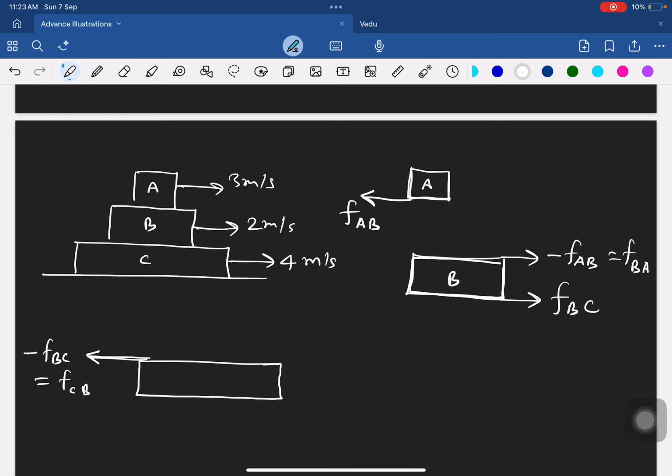Now coming to block C because of the ground. You know that the ground is at rest, because everything we are discussing is in the frame of the ground only. So its velocity is 0, and C is 4 in the forward direction. So the ground will apply the force of friction in this direction, that is F on C because of the ground. I hope you understood the idea of finding the direction of friction force.